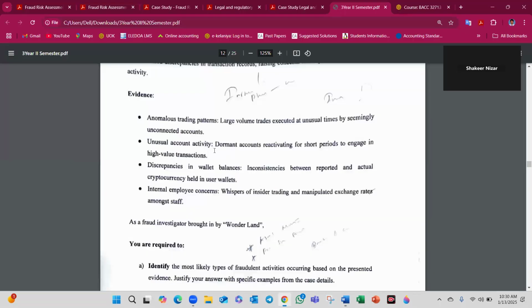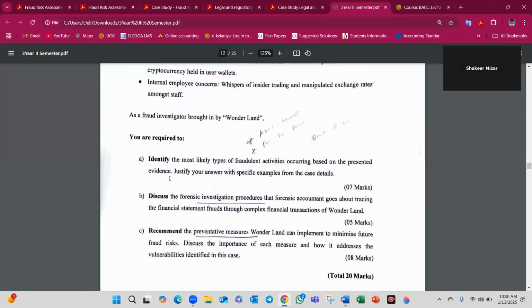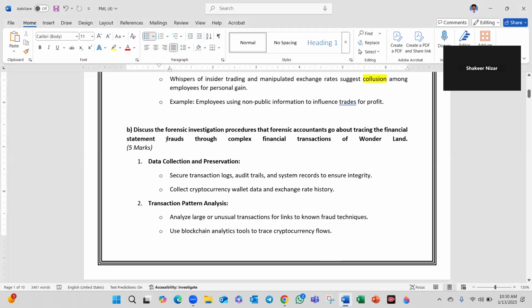Here it's asking, discuss the forensic investigation procedures that forensic accountants go about in tracing financial statement frauds through complex financial transactions. Discuss the forensic investigation procedures. Data collection and preservation. Firstly, you need to collect the data. Security transaction log, audit trail, system records to ensure integrity. Collect cryptocurrency wallet data and exchange rate history from the CBSL, right?